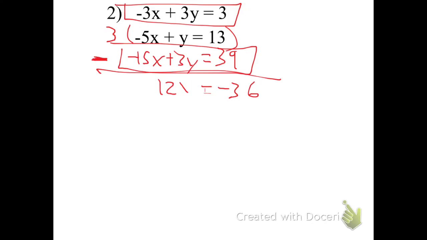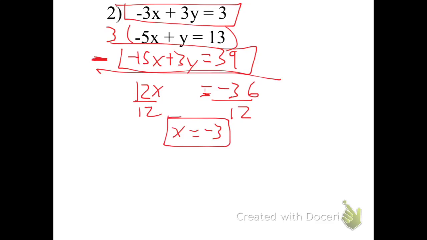Now I only have one step. Here, let me move that over here so it lines up with the x's. I only have one step now, because 12x is negative 36. I just divide by the 12. Not negative 12, just 12. And I get x is negative 3. Nice.